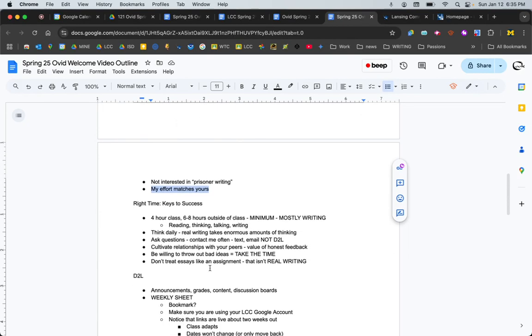So the keys to success: making sure this is the right time. Do you have enough time? It's a 4-hour class. College guidance is that for every hour of class, you should reserve 2 to 3 outside of class. So that would be 8 to 12 for you mathematics majors. I actually think that's too much. I don't think my class takes 8 to 12 outside of class. I think it's more like 6 to 8. But that's still 10 to 12 hours of class a week. And most of that time will be spent writing, reading, thinking, talking, writing.